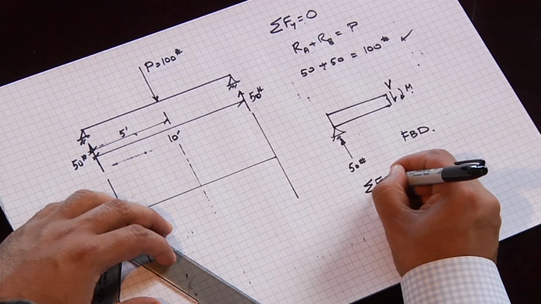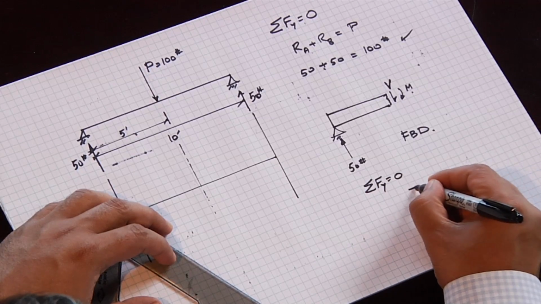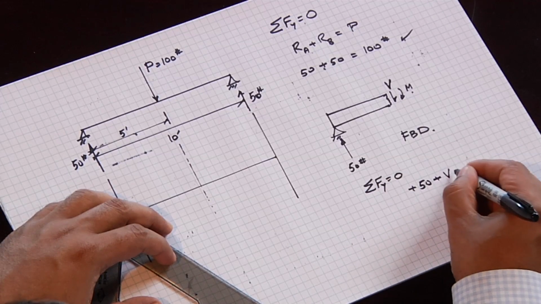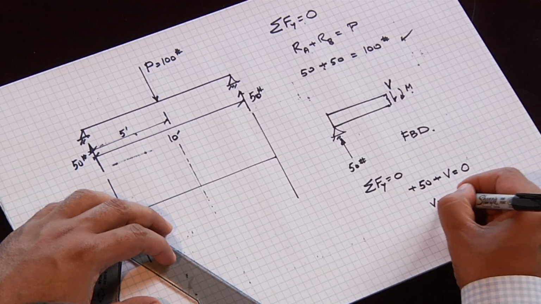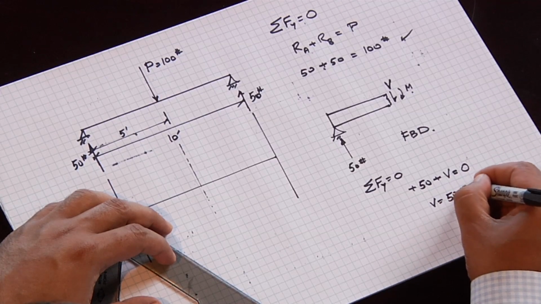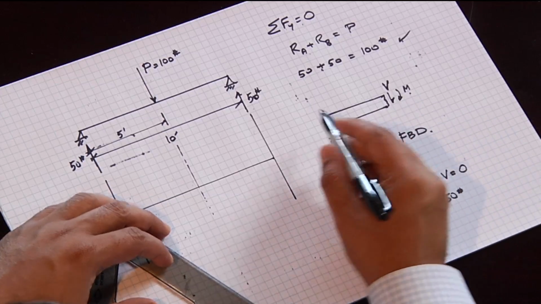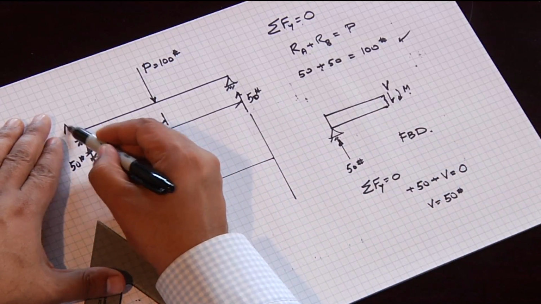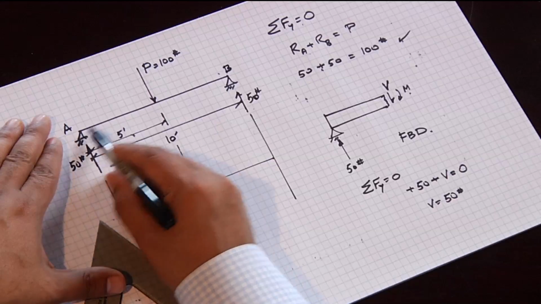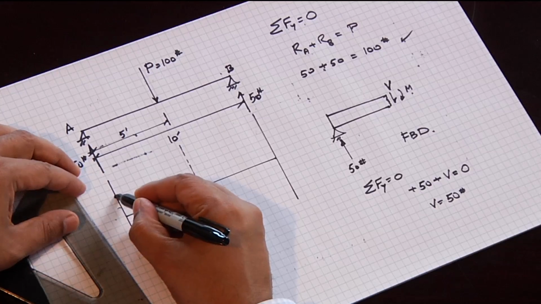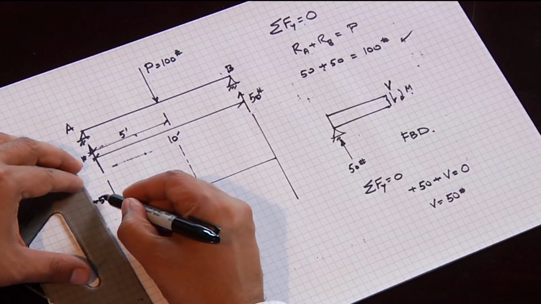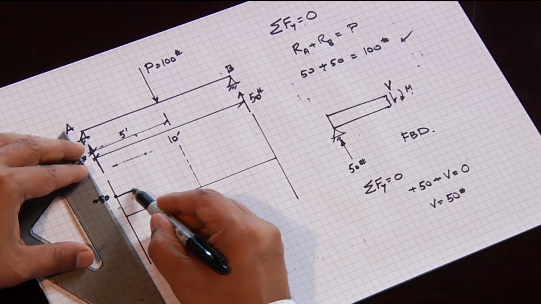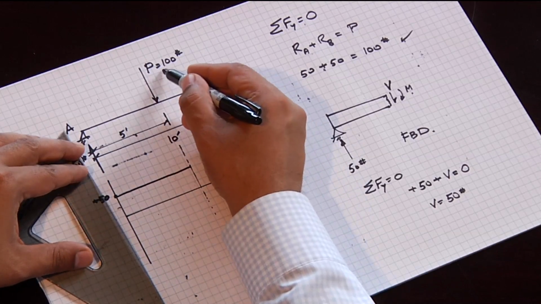If I sum the forces in the y direction, I have plus 50 plus V equals 0, which tells us that our V is equal to 50 pounds. The shear force remains constant from point A until it reaches the midpoint. So our shear diagram is going to start off here at plus 50, and it's going to remain constant until we reach this concentrated load.